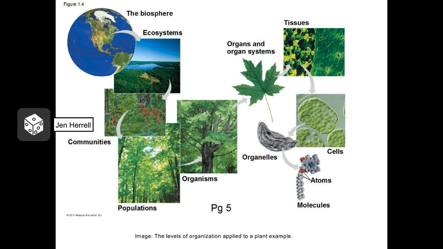This is just another quick illustration of the levels of organization using plants as an example. So you can see that it starts out at the largest level, the biosphere, works down to ecosystems, communities, populations, and organisms, and then it goes inside the organism to look at organs, and yes, plants do have their own organs, including leaves and stems and roots, tissues, cells, organelles, and finally, molecules and atoms.